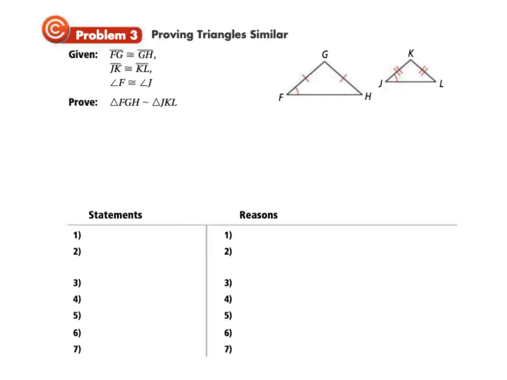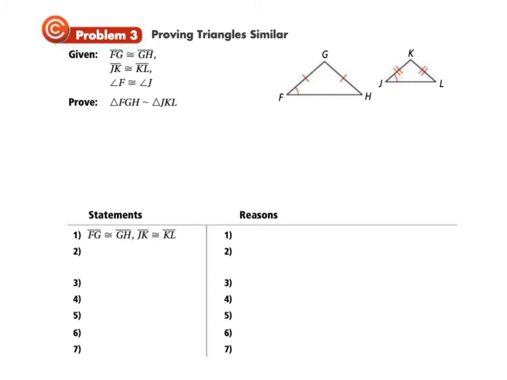All right, this one we'll be doing a formal two-column proof. Given that side FG is congruent to side GH, making it an isosceles triangle, and side JK is congruent to side KL, also an isosceles triangle, and angle F being congruent to angle J, let's prove that these two triangles, FGH and triangle JKL, are similar, right? Let's take a look in our proof.